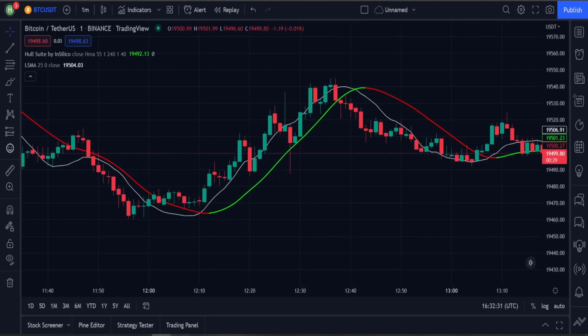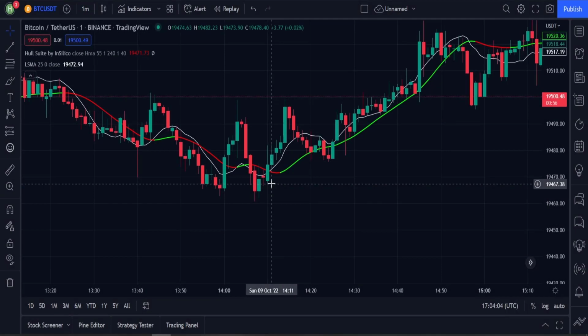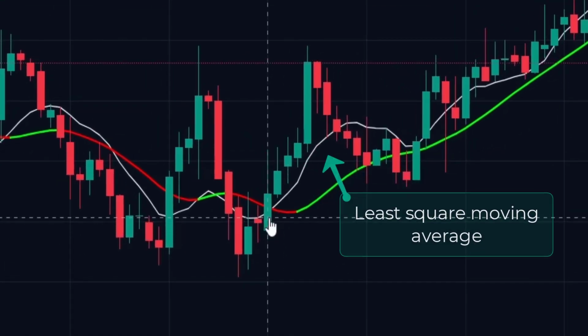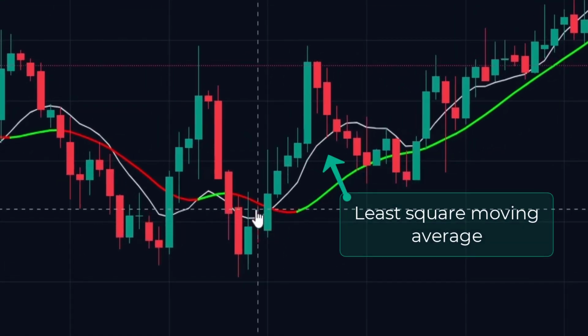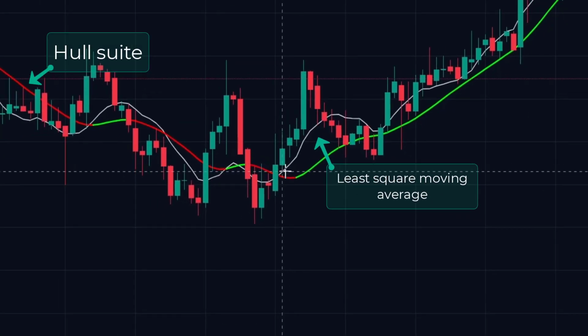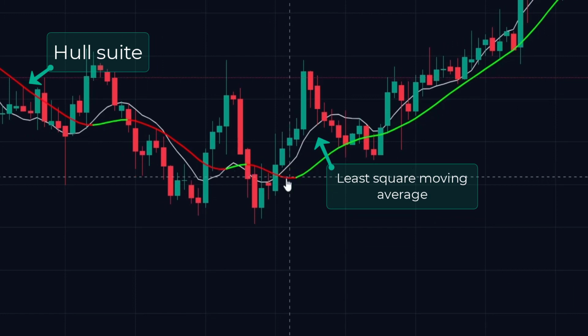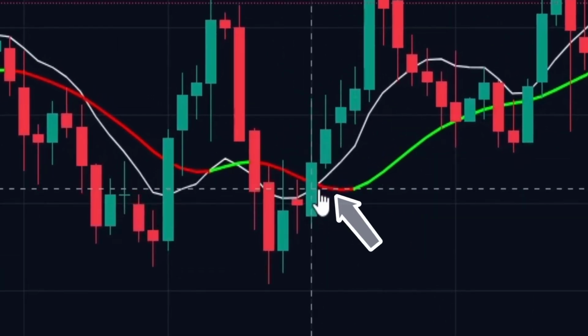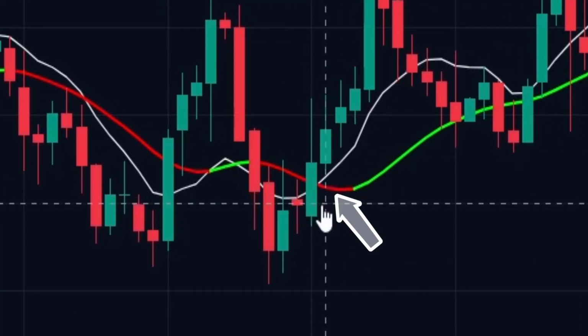So now let's go through the rules for this strategy. These are the rules for entering a buy trade. For a buy signal to be valid, you need to have 3 conditions met. Number 1, the least square moving average, which is this white line, needs to cross the Hull Suite indicator upwards, like it's crossing here. Rule number 2, at the time we have a cross, the Hull Suite must be red color. And number 3, the candlestick must be positioned above the Hull Suite and the LSMA.